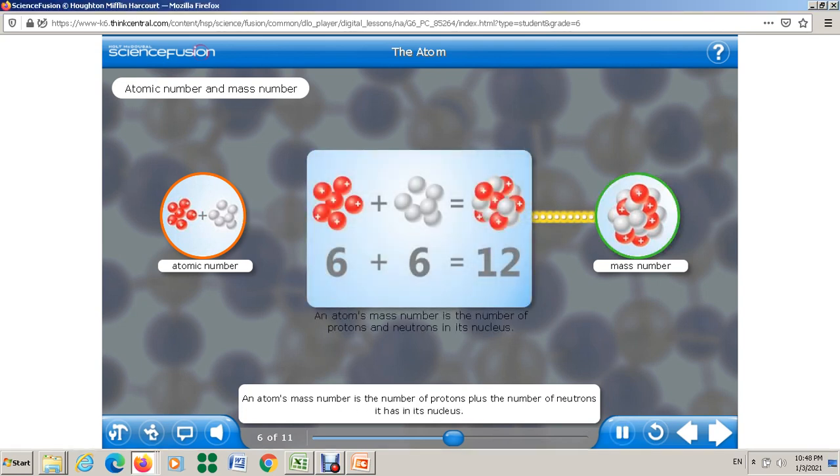An atom's mass number is the number of protons plus the number of neutrons it has in its nucleus. All atoms of a particular element have the same number of protons. However, the number of neutrons in the atom can vary. Forms of an element with different numbers of neutrons are called isotopes of that element. Okay, so here the number of neutrons can vary, but the number of protons stays the same. The total number of protons and neutrons equals what? The mass number. Let's now solve the questions.